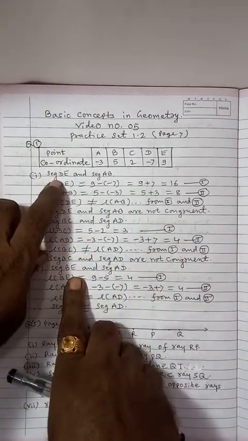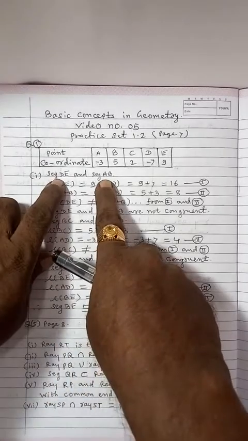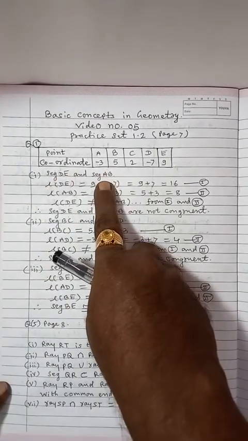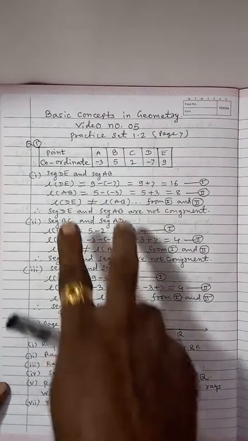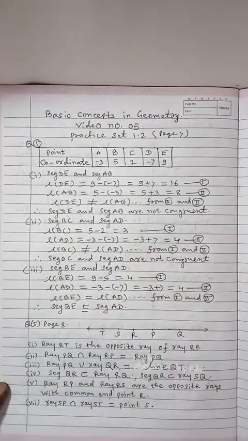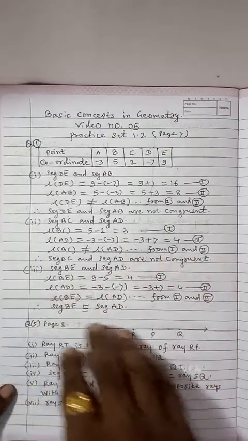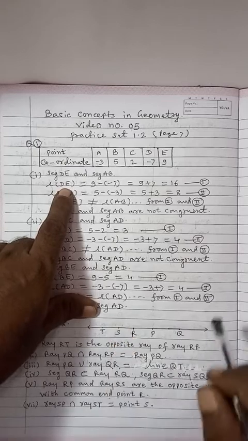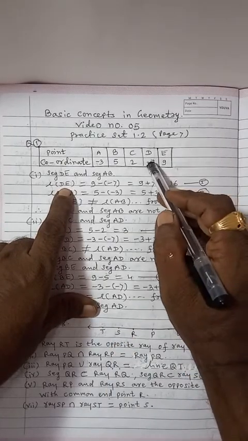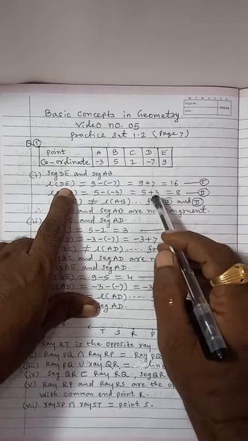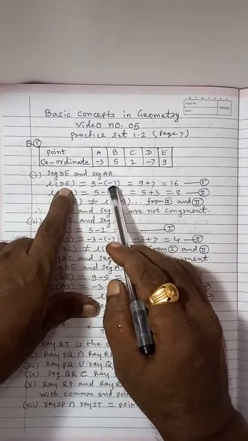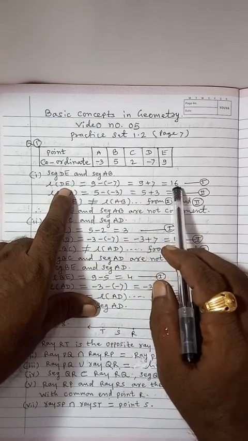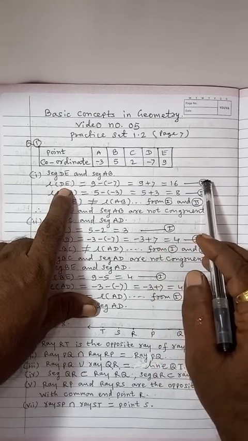Sub question number 1, segment DE and segment AB. Whether these two segments are congruent or not, that we have to decide. Two segments are said to be congruent if their lengths are equal. So the length of segment DE is the distance between the 2 points D and E. How to find the distance, that is, length? Subtract the smaller coordinate from the greater. So 9 minus negative 7 gives us 16, result number 1.